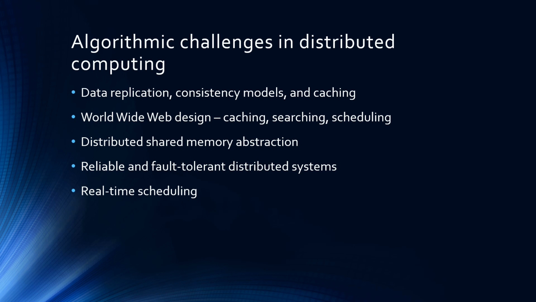Okay, then World Wide Web design, caching, searching, scheduling. So WWW is a commonly known distributed system. The issues of object replication and caching, prefetching of objects have to be handled on the World Wide Web also. Object search and navigating the web are important functions in the operation of the web. Distributed shared memory abstraction. A shared memory is easier to implement since it does not involve managing the communication task.